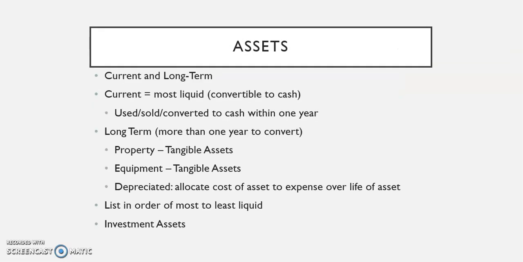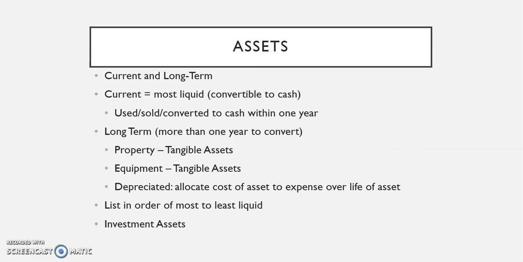All right, so now we've got a list of our assets, current and long-term. Current assets are the most liquid, easily convertible to cash. Long-term assets, things like property and equipment, those are tangible assets. We want to hold on to those. And sometimes, like your car or business equipment, those can be depreciated over the life of the asset.